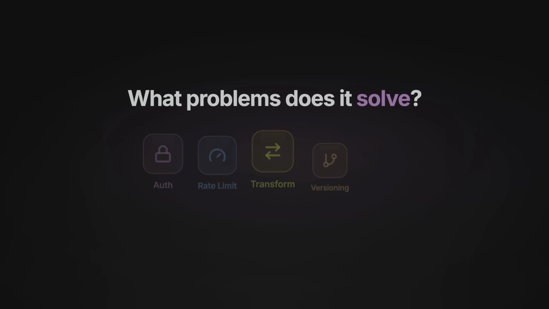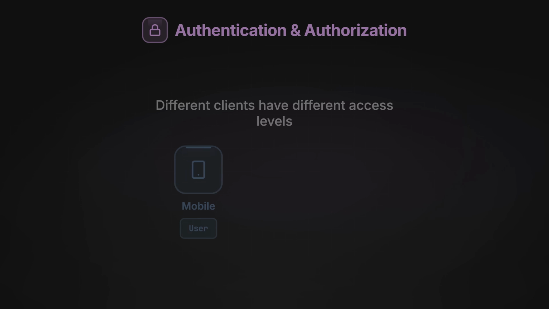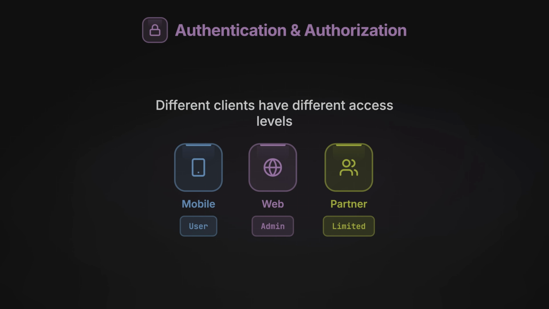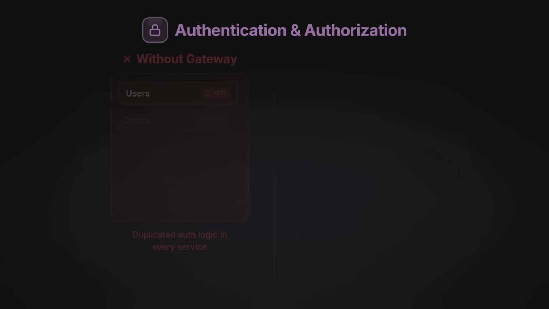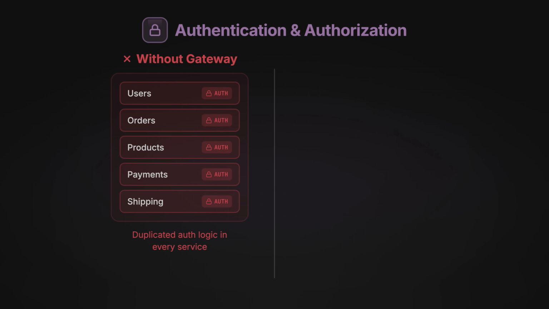But what that actually means: authentication and authorization. You have an API. Different clients have different access levels. Some endpoints are public, some require authentication, some are admin only. Without a gateway, every service needs to validate tokens, check permissions, reject bad requests. That's duplicated logic everywhere.